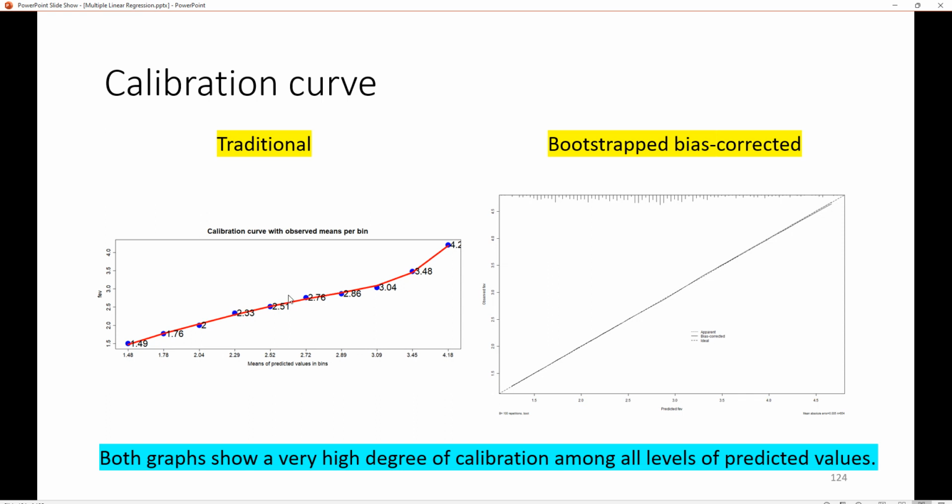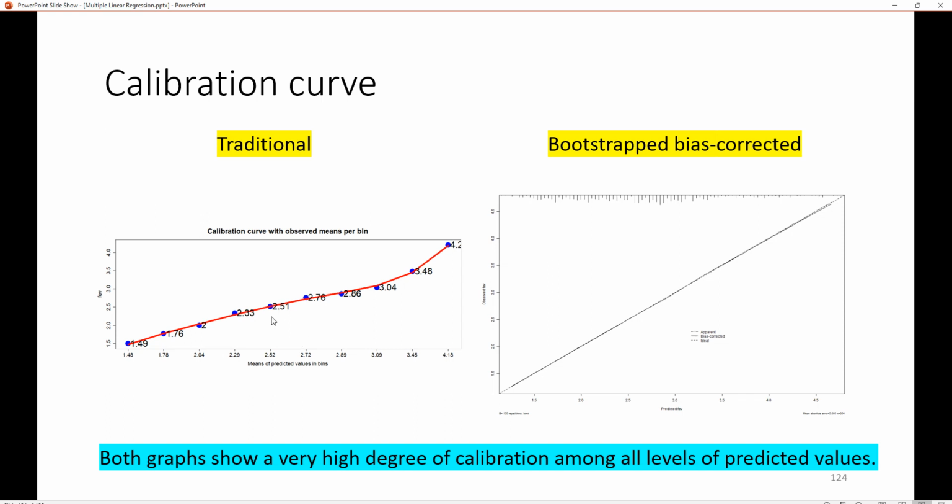And on the left side, we have our traditional calibration curve. What we do with this is that we line up our predicted values and then gather what the average predicted value is for each decile, and then we compare it with the actual average for those subjects that are in each decile. So the red line represents our predicted values, and those blue dots represent the actual data's mean rate for each of those deciles for our different FEV levels.